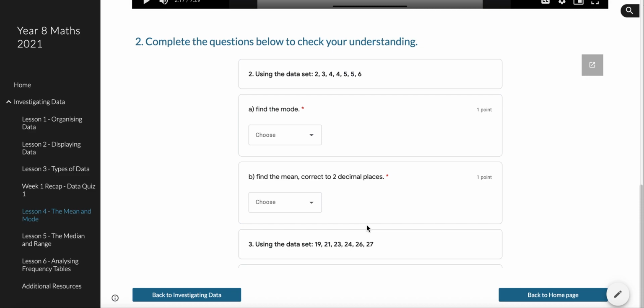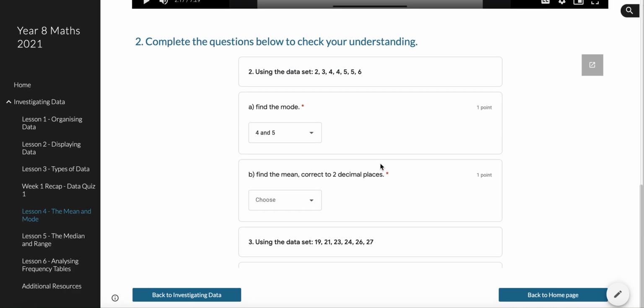All right, using the data set, and we've got another data set here. Again, we need to find the mode. So which score here occurred the most often? The mode is the score that occurred the most often. So we've got 2, we've got 4, which occurs twice, and we've also got 5, which occurs twice. And the other numbers, they only occur once, so they're definitely not the mode. So in this case, we've got 2 modes, and it's 4 and 5.